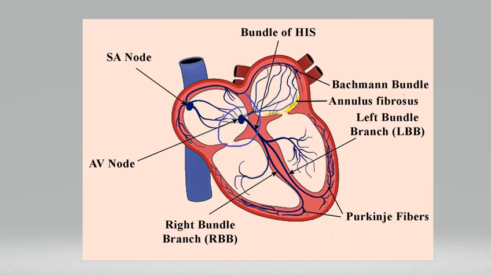The AV node is a cluster of cells, or group of special cells, present in the center of the heart. It works like a gate that slows the electrical signal before it enters the ventricles. This delay allows the atria to contract before the ventricles start to contract.